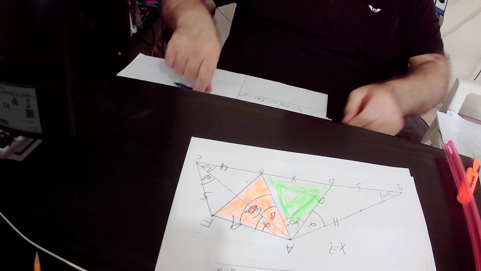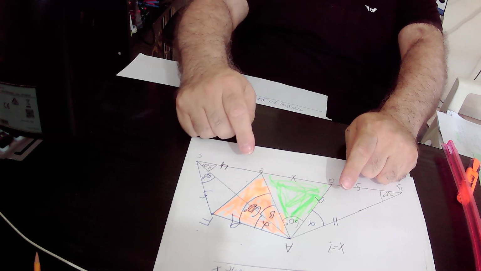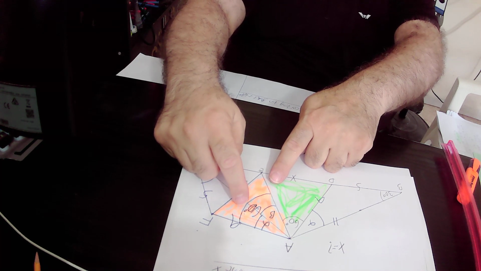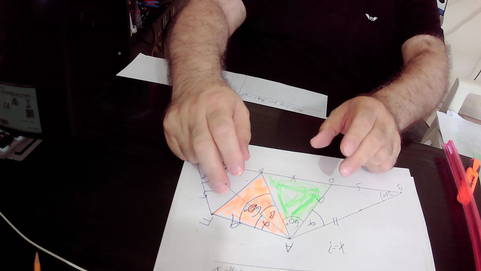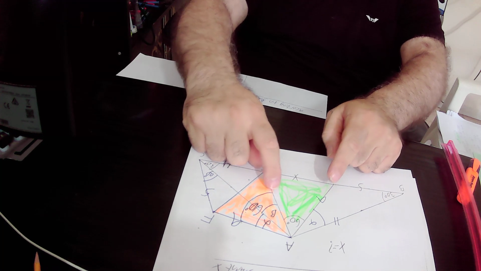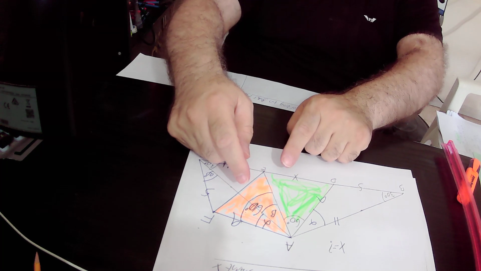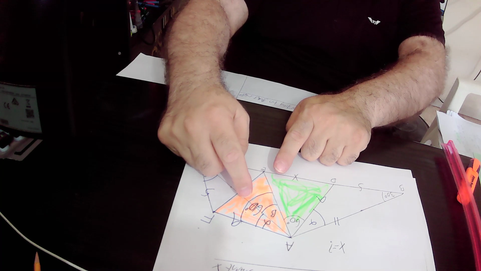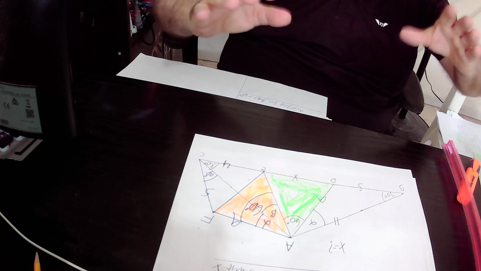Here, those two sides and the angle between those two sides in the green triangle are corresponding congruent to those two sides and the angle that is included between those two sides in the orange triangle. Therefore, those two triangles are congruent to each other according to side angle side rule.